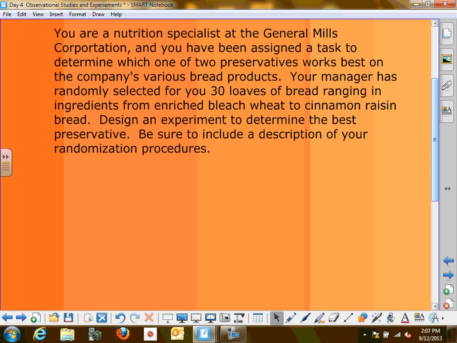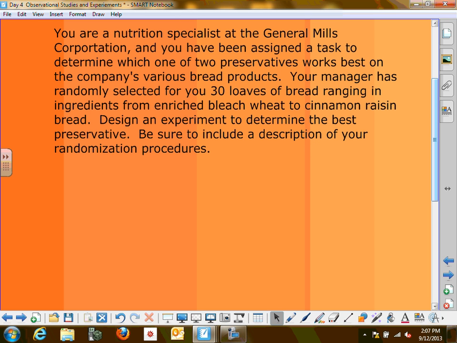Design an experiment to determine the best preservative. Be sure to include a description of your randomization procedure. So before I let you go on this, this is not written anywhere. You're just going to do this on a piece of paper.